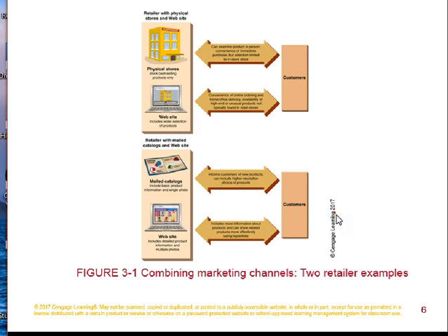So here we see combining marketing channels, where one channel would be physical stores, another would be a website, another would be mailed catalogs. The website can provide more information about products and can show related products more effectively using hyperlinks. Websites provide more convenience than physical stores.